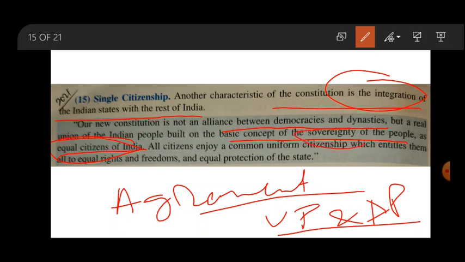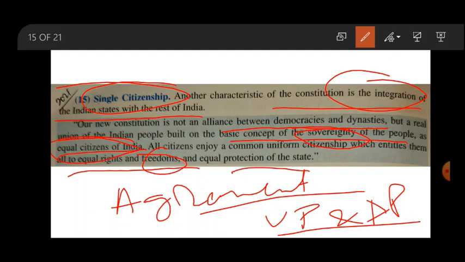A basic concept is sovereignty of the people. The people of India are sovereign. It doesn't matter which state he or she belongs to. All the people of all the states are equal. So all citizens enjoy a common uniform citizenship, which entitles them all to equal rights and freedoms, and equal protection of the state. Law is the same for everyone, so the rights are the same for everyone, and freedoms are equal for everyone. So this is how our constitution provides regarding single citizenship.